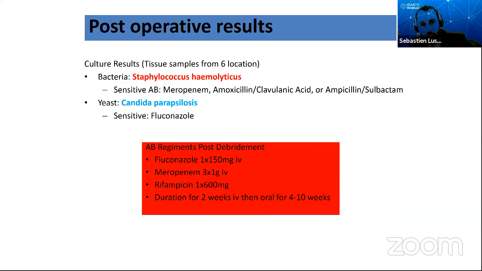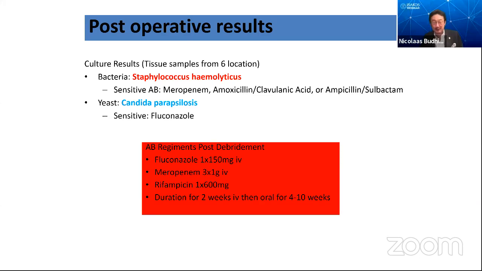And then here you have the information regarding the bugs, and you have one bacteria, Staphylococcus hemolyticus. You can see the sensitivity, and also one Candida parapsilosis, which is sensitive to fluconazole. And Nico, I will ask you the question about this, because you know the case. Is it good news, or definitely bad news, when you have such an answer from your bacteriologist?